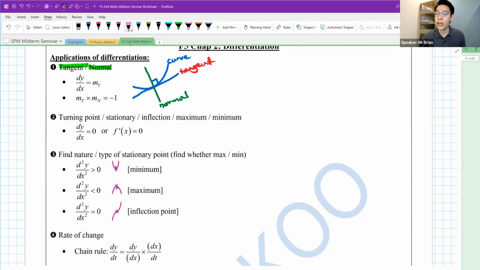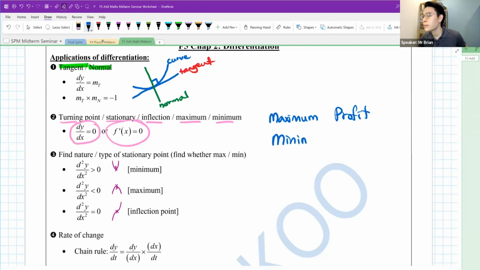Next one. When I see all these keywords: turning, stationary, inflection, maximum, minimum, I'll think dy/dx equals 0, f'(x) equals 0. But later I will teach you how to do those questions where they never say turning point, never say stationary point, never say maximum point, like I showed you at the start. Maybe they say maximum profit. Maybe they say minimum cost. Maybe they say maximum area.